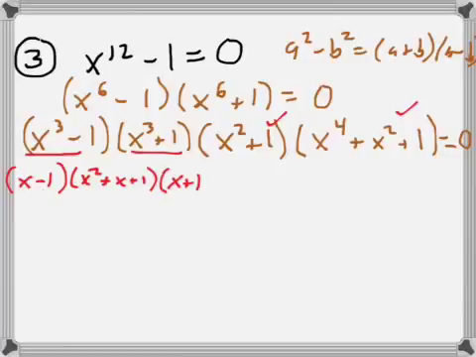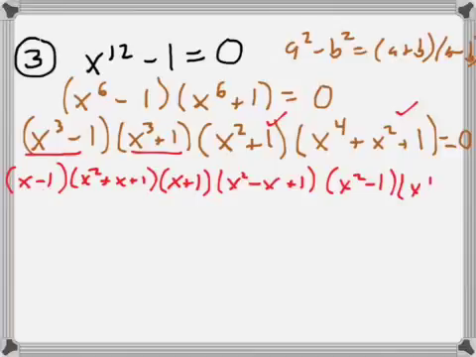And now I have it here again too. But now I'm going to have x squared minus x plus 1. And now I'm going to have my original terms. X to the 4th plus x squared plus 1. Right, that fits, okay? Equals 0.